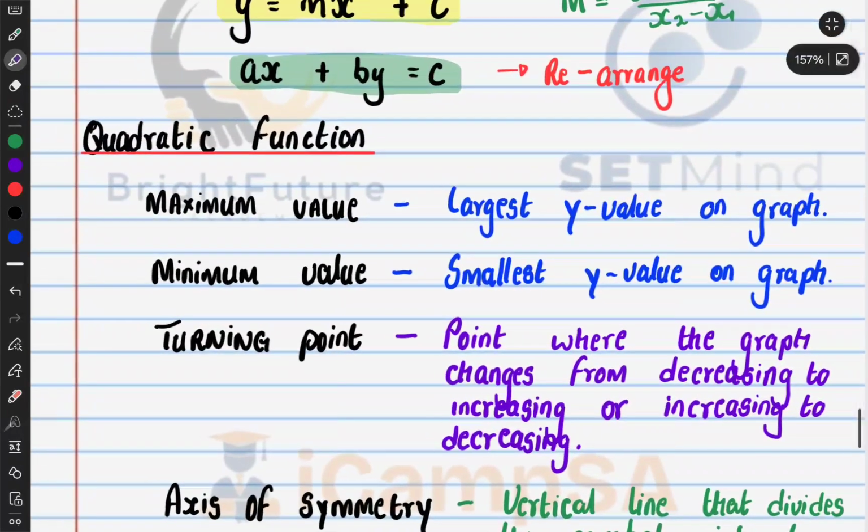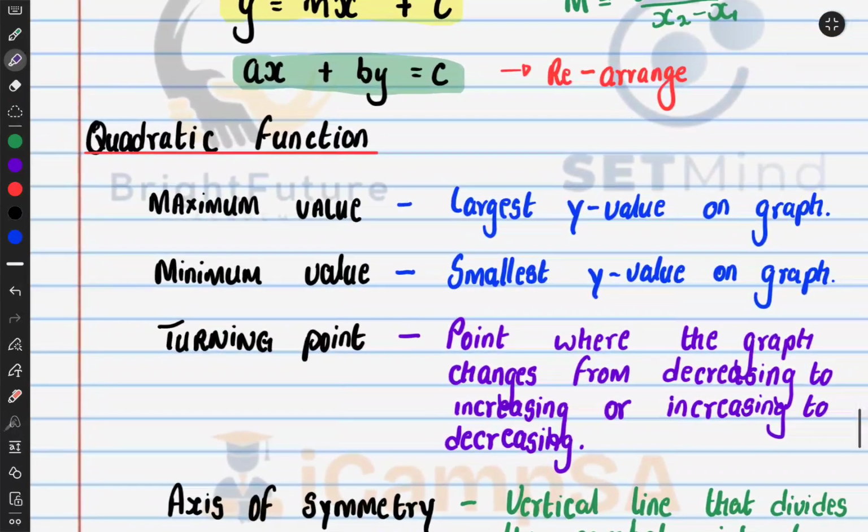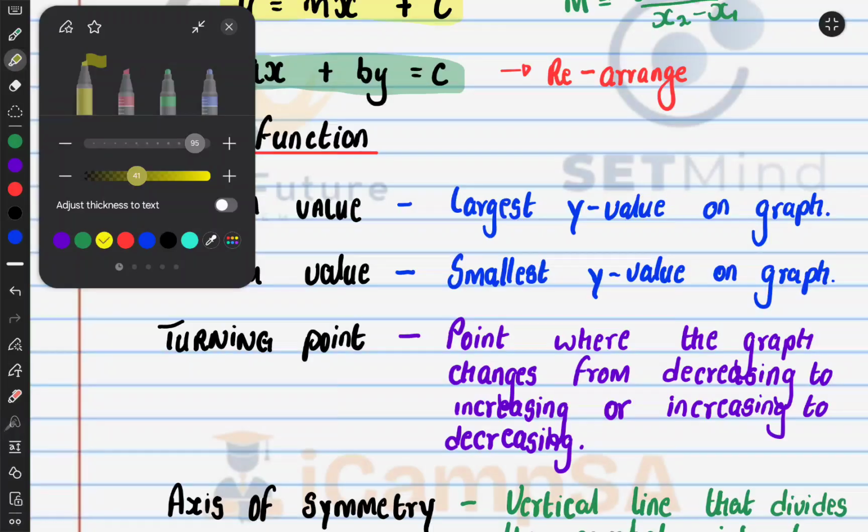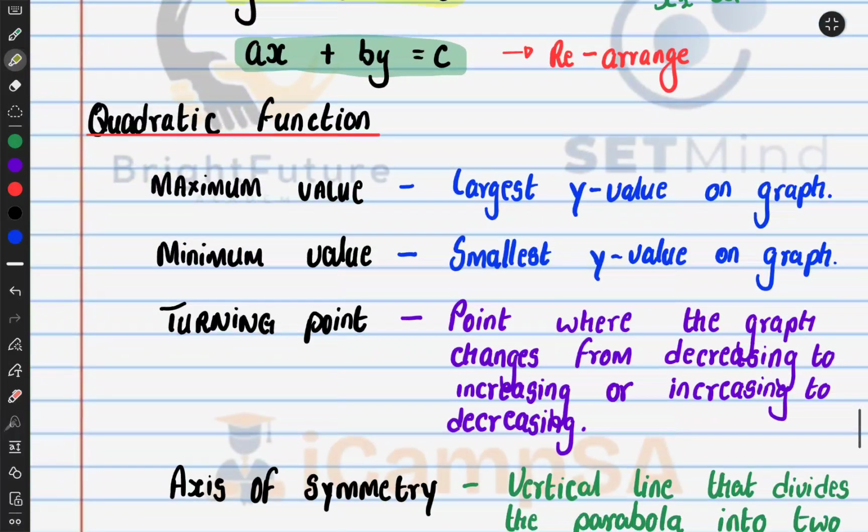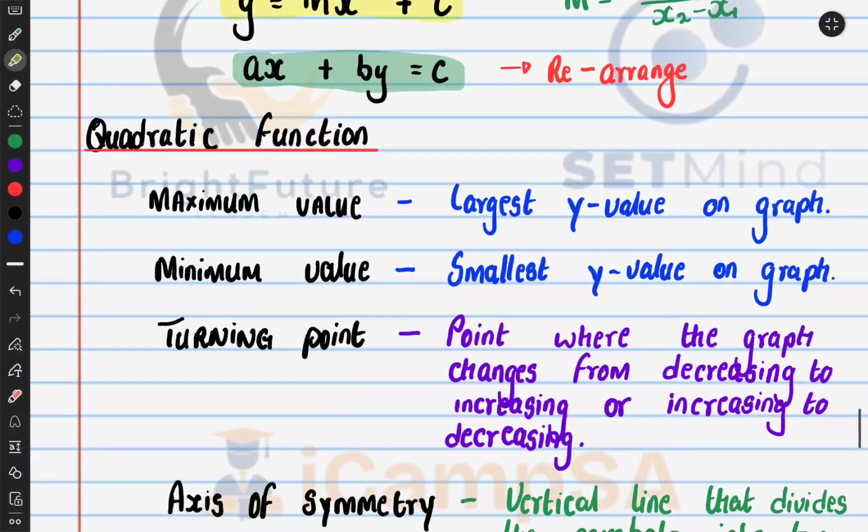Okay, and then next we have what? Quadratic function. So quadratic function has other characteristics that we didn't touch on. We have the maximum value. The maximum value is basically the largest value on the graph. It's the largest value on the graph, and this maximum value or the minimum value is generally your turning point on the function.